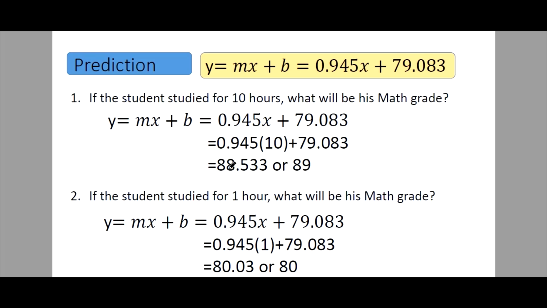Okay, so if the student studied for 10 hours, what will be his predicted math score or math grade? So using this regression line equation, substitute x as 10, so his possible grade is 89. Now if the student only studied for 1 hour, so his predicted grade is only 80. Okay, so the more you study, of course, the more you will expect a higher grade.